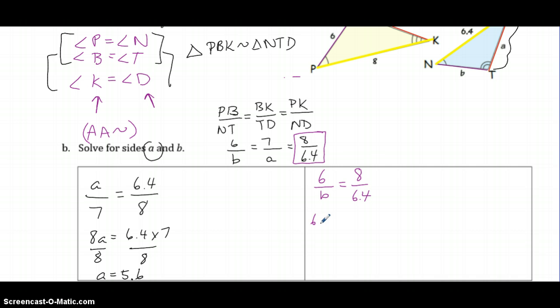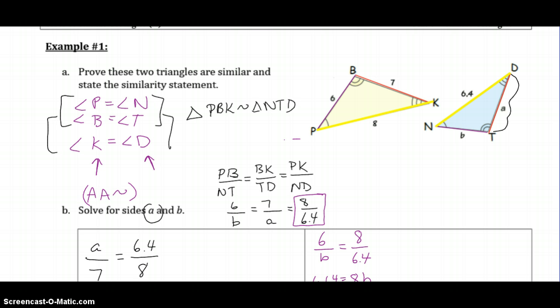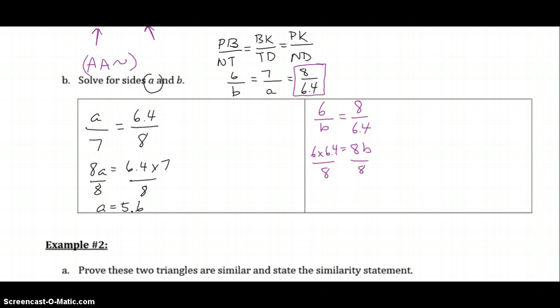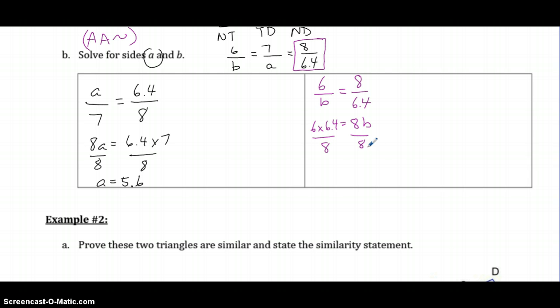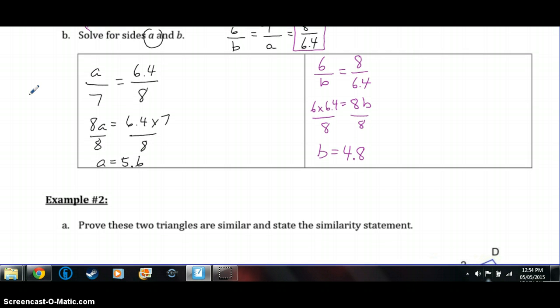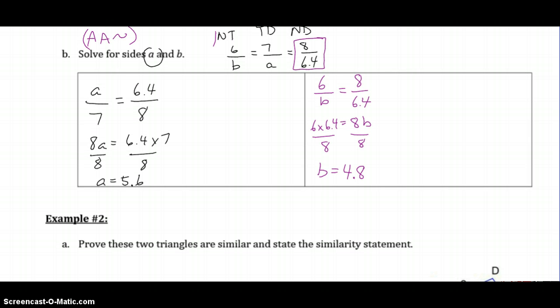Cross multiply this out, so we get our 6 times 6.4 equals 8 times B, so 8B. Alright, sorry, I just flipped up here. Okay, so divide both sides by the coefficient of 8, and we get B equals 4.8. Now, since this question started with decimals, our answers as decimals are acceptable. So coming down, I just moved my screen. Coming down to the next example, as soon as I move my screen back, there we go.